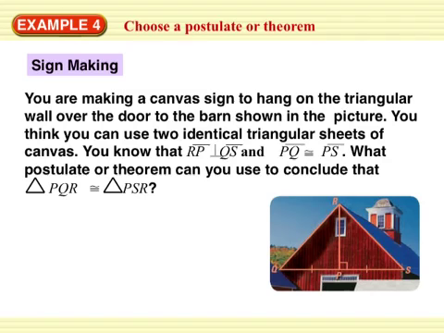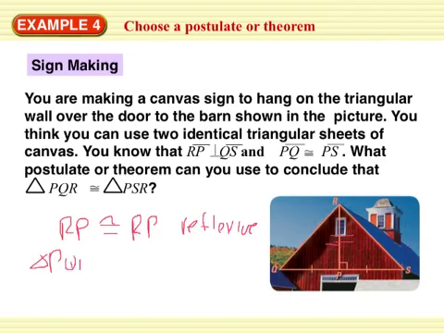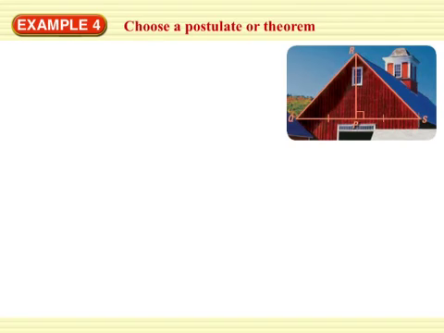Well, we can't use hypotenuse leg. We don't know the length of the hypotenuse, but we do know those are congruent. RP is congruent to RP because it's reflexive. So the triangles are congruent because of side, angle, side. Yep, didn't need that sheet of paper. All right.